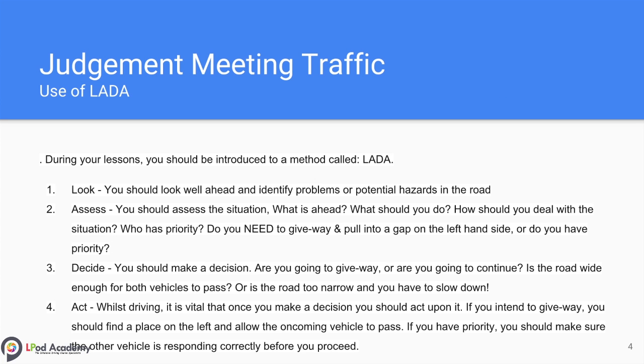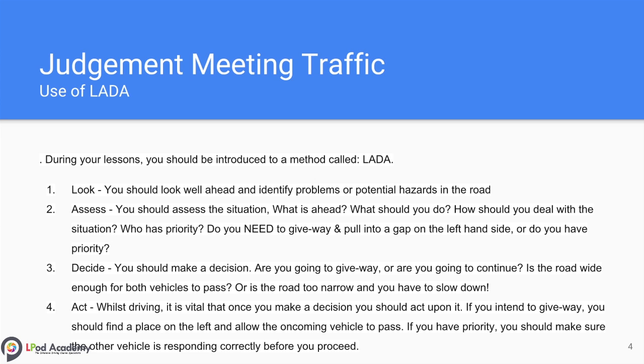The use of LADDER. During your lessons, you should be introduced to a method called LADDER. Number 1. Look. You should look well ahead and identify problems or potential hazards in the road. Number 2. Assess. You should assess the situation. What is ahead? What should you do? And how should you deal with the situation? Who has priority? Do you need to give way and pull into a gap on the left-hand side, or do you have priority?